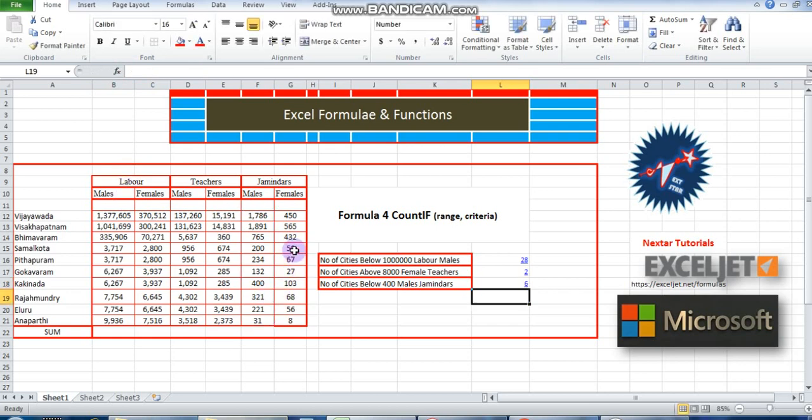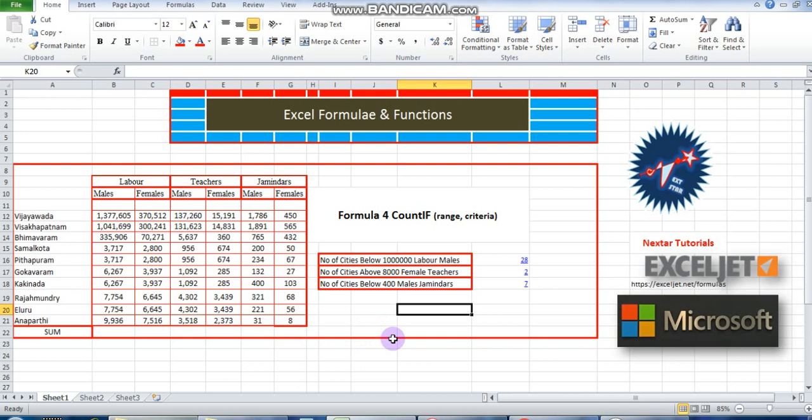6 members. Below 400 how many? 1, 2, 3, 4, 5, 6, 7. 7 has come. Why? Oh, jamindars males we have to see. So 1, 2, 3, 4, 5, 6. So below 400 is there, so 400 is not taken. If 400 has to be taken, then we should say equal to sign also. See the formula now: F12 to F21, less than or equal to 400. So 7 such cities are there having male jamindars less than or equal to 400.